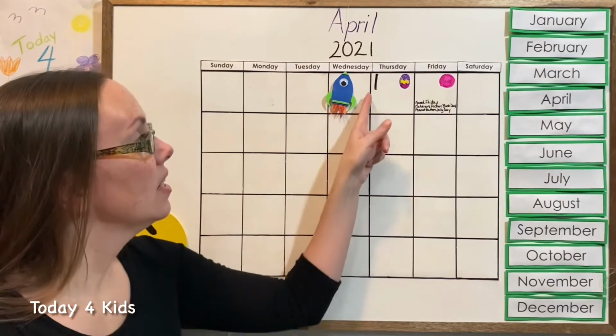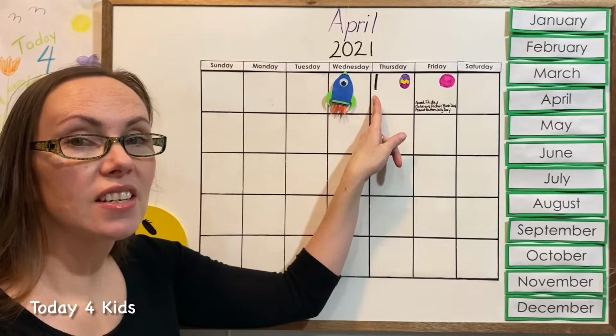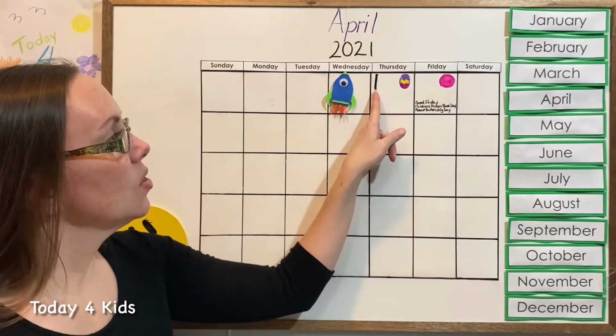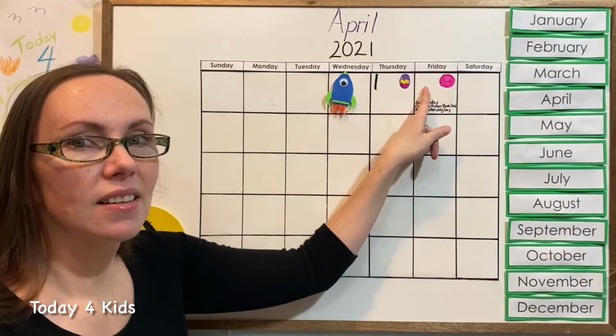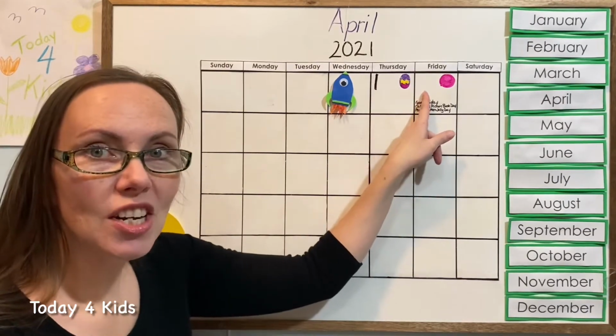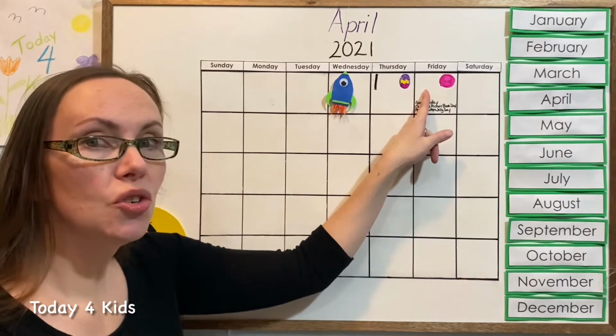And when we count, we say one, but when we put it in the calendar, we say first. Can you try say first? Good job, first. So what comes after one when we're counting? Let's count. One, two. Good job. Two is next. So we can put a two into our calendar.